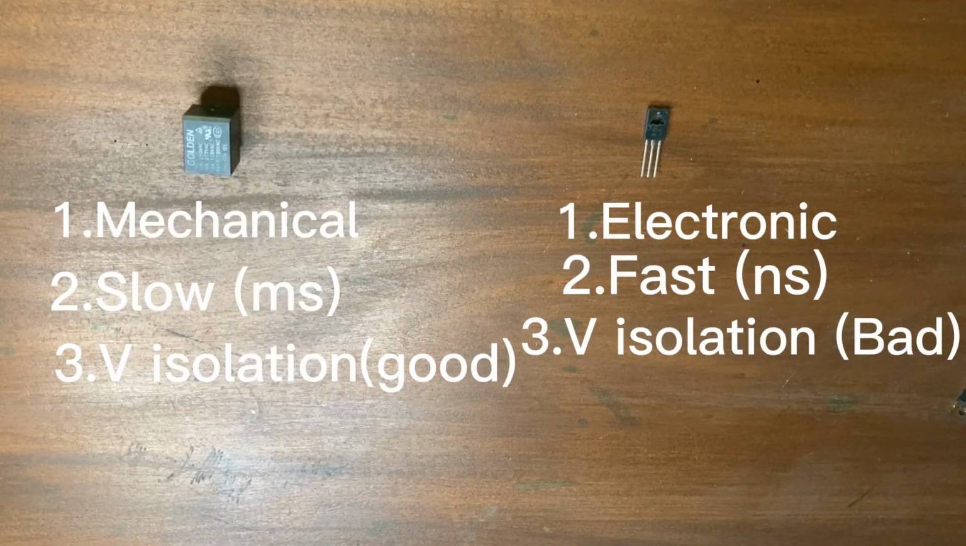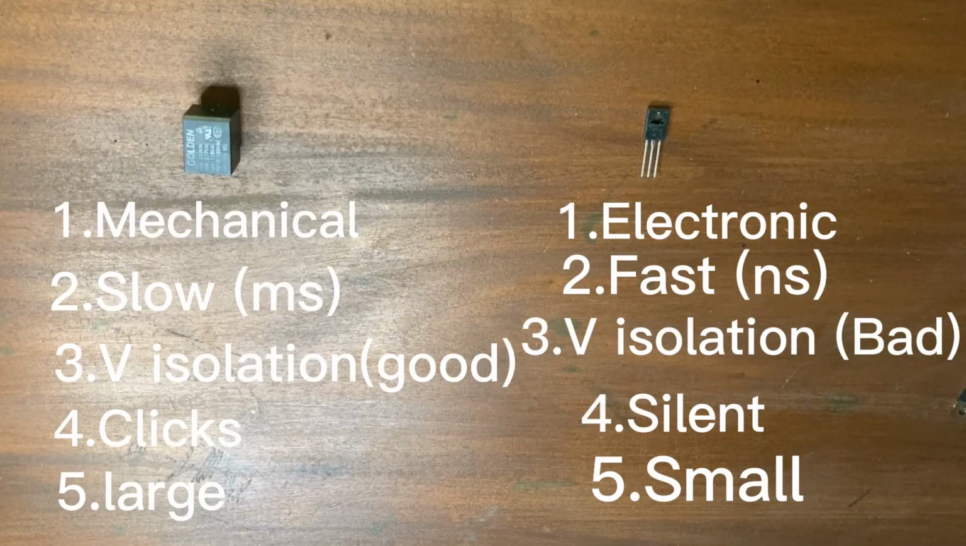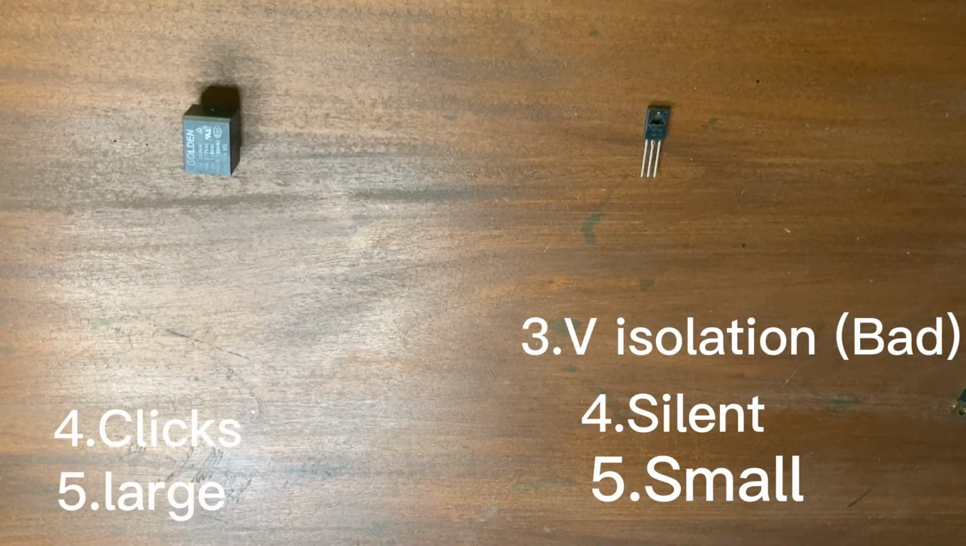In noise, the relay makes a clicking sound, but the transistor is silent. In size, a relay is larger than a transistor. It's very small. In current capacity, a relay has a higher current capacity, while a transistor has a lower current capacity. But it depends on the transistor package.